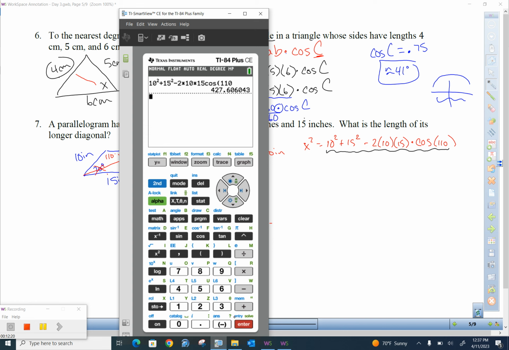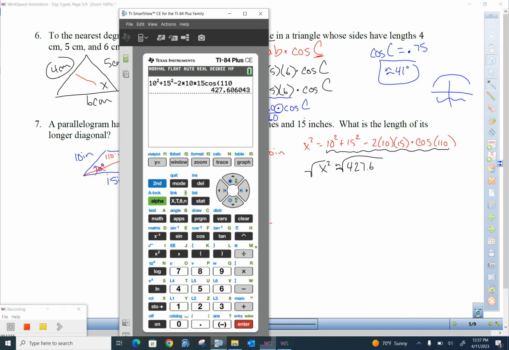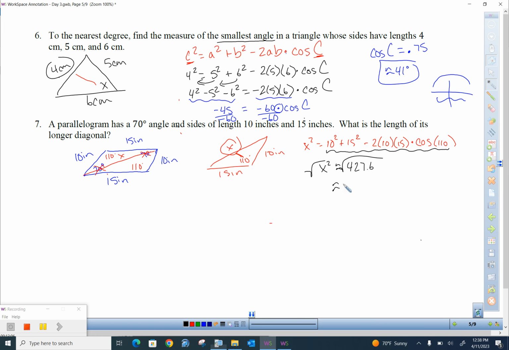Okay, we've got about 427.6. Doesn't matter what you round to here because we're not done. That is x squared. We can see that's way too large for this triangle. We still have to take the square root of it. So about 20.7 because it doesn't tell us what to round to. We just have to make sure we put that label on of inches.